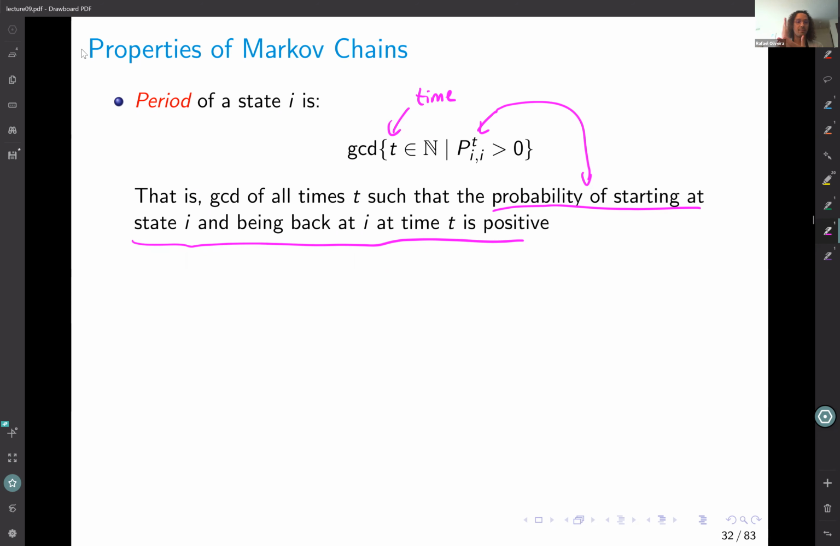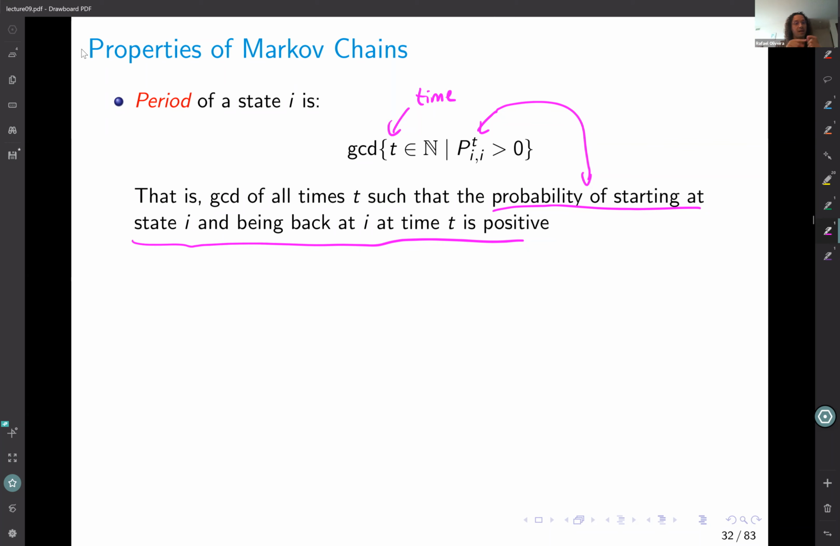I look at all the times that I'm back at i, right? Because if this probability is positive, what does it mean? If you think in terms of the graph, if this probability of i in t is positive, it means that there are t steps of my Markov chain that form a cycle that goes from i back to i. Does that make sense?